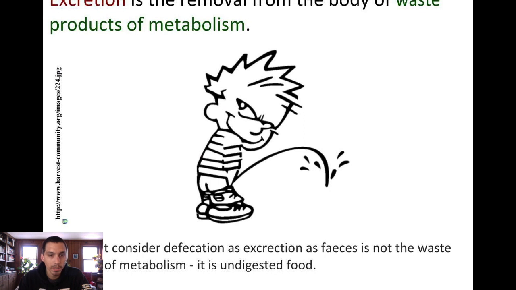So to start, we have the definition of excretion. Excretion is the removal from the body of the waste products of metabolism. So it's specifically the waste products of metabolism. We don't consider defecation as excretion because feces is not the waste product of metabolism. Feces is undigested food. Excretion by definition is waste products of metabolism. So in humans, that would be urine, which is so eloquently illustrated by Calvin here.